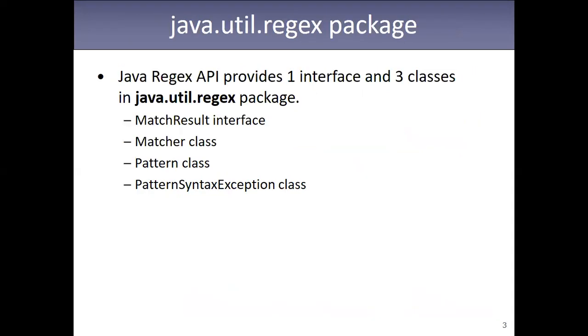Java Regular Expression API provides one interface and three classes in the java.util.regex package. MatchResult is the interface. Matcher, Pattern, and PatternSyntaxException are the classes available in the package java.util.regex.